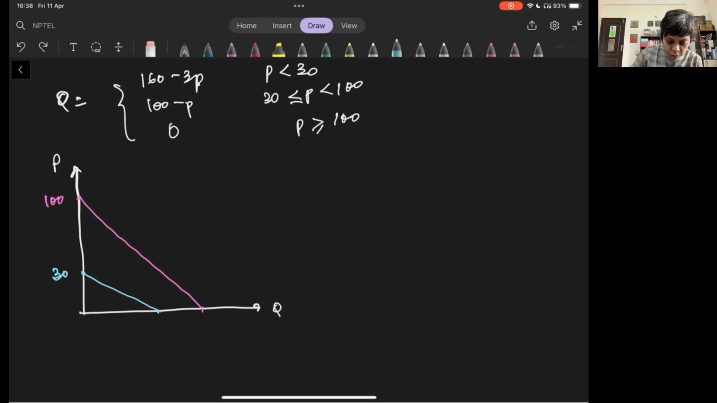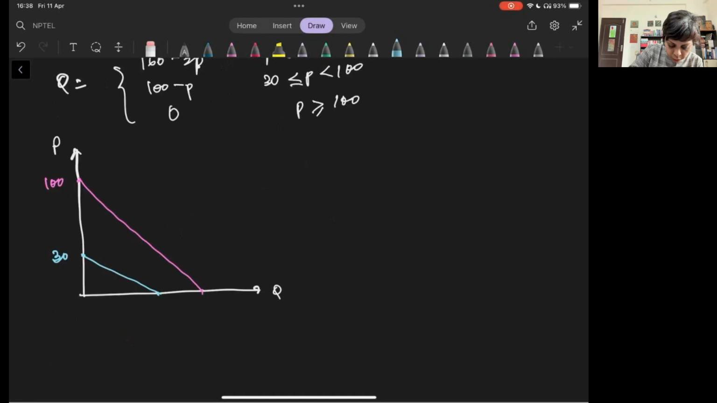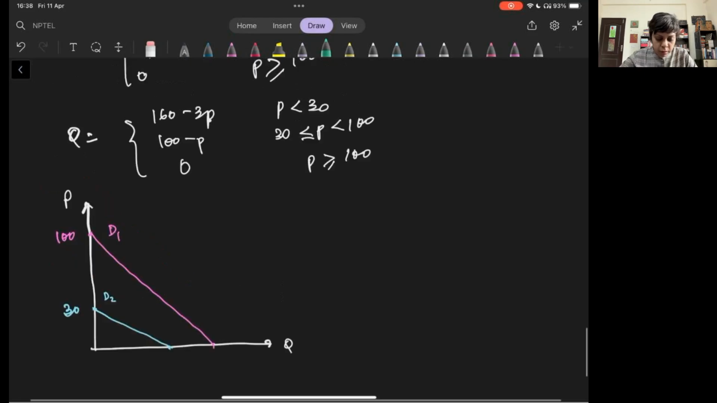Okay, so this is your Q2 and this is Q1. I'll just say D2 and D1. Okay, this is the urban and the rural. I've called it D1 and D2 because they are the demand curves. Now let's draw the market demand function. This is what? 160 minus 3p.